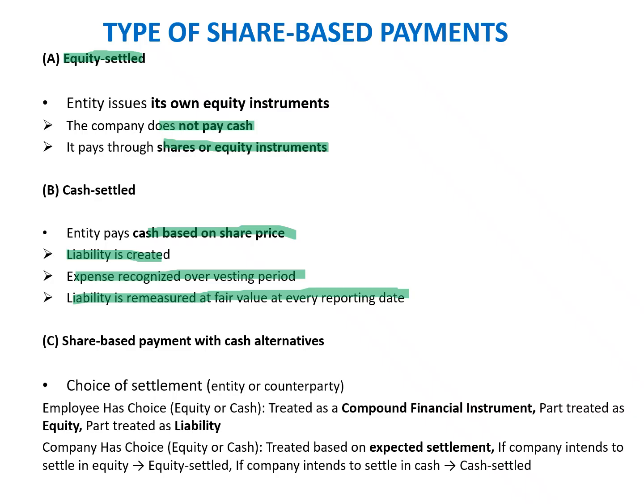So in the case of equity, it is not remeasured at each reporting date. Once it has been recorded at fair value on the grant date, it will carry the same amount. It is not going to get remeasured. But if it is cash settled, wherein the entity pays cash based on the share price, then it is going to get remeasured at each reporting date. And at each reporting date, it has to either increase or decrease the liability based on the fair value.